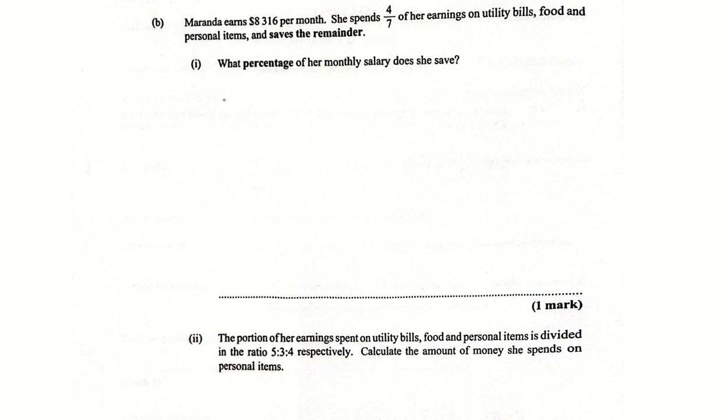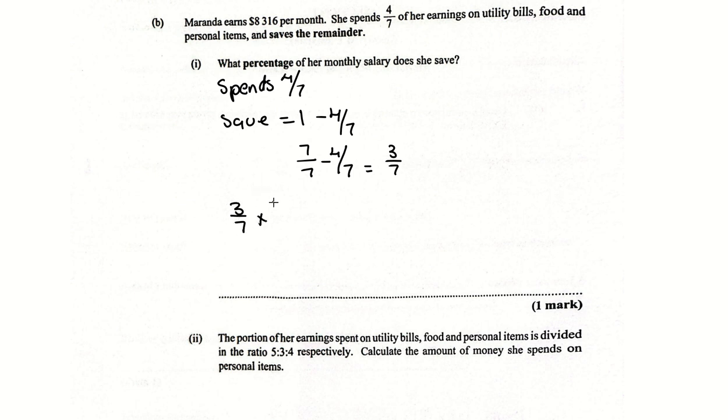So if she spends 4/7, then she saves, in fractions your whole is 1 minus 4/7, which is 7/7 minus 4/7, which would be 7 minus 4 is 3/7. They want to know what percentage. So 3/7 multiplied by 100/1. You can use a calculator to do that as well.